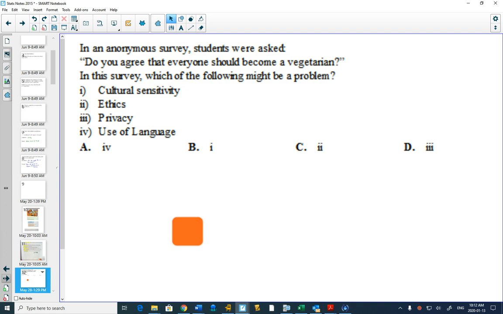I don't like it when multiple choice questions do this. They go 1, 2, 3, 4, and then the answers don't match up. Yeah, I hate it. If you're going to do 1, 2, 3, 4, then A should be 1, B should be 2. That's my opinion. But do you agree that everyone should become a vegetarian? Okay.